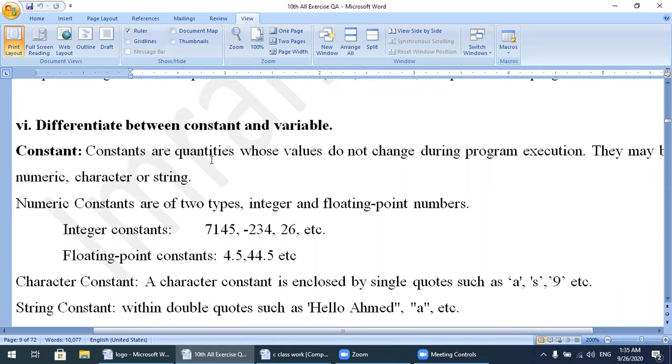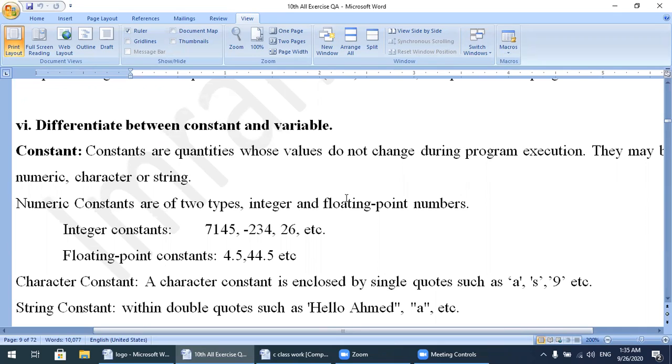Constant. Constants are quantities whose values do not change during program execution. I will tell you the meaning of program execution. Whenever we write our computer program, depending on the programming situation, we can use constants in our program. So those quantities which cannot change their value during program execution are known as constants. They may be numeric, character, or string constants. So constants have three types over here: numeric, character, or string.